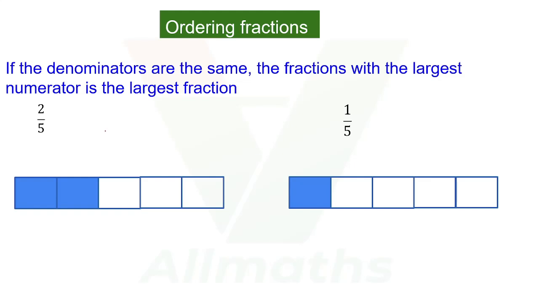The very first rule I'll be introducing you to is the rule that explains that if the denominators are the same, the fraction with the largest numerator is the largest fraction. What is denominator and what is numerator? In any fraction, the denominator is the number down. Just take the word denominator as down. So the number down is the denominator.